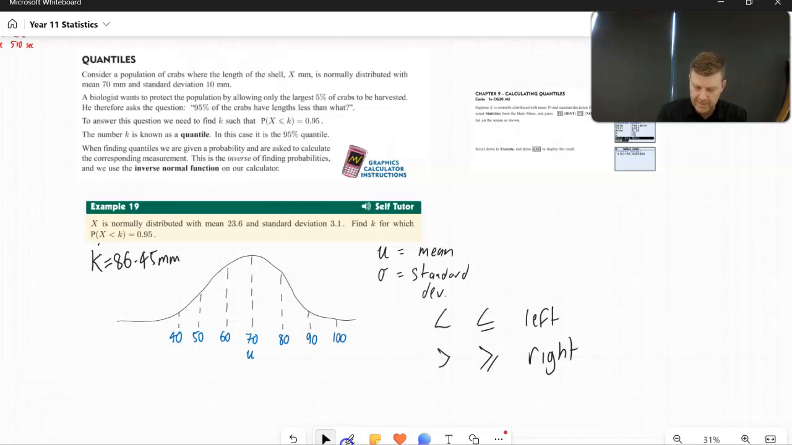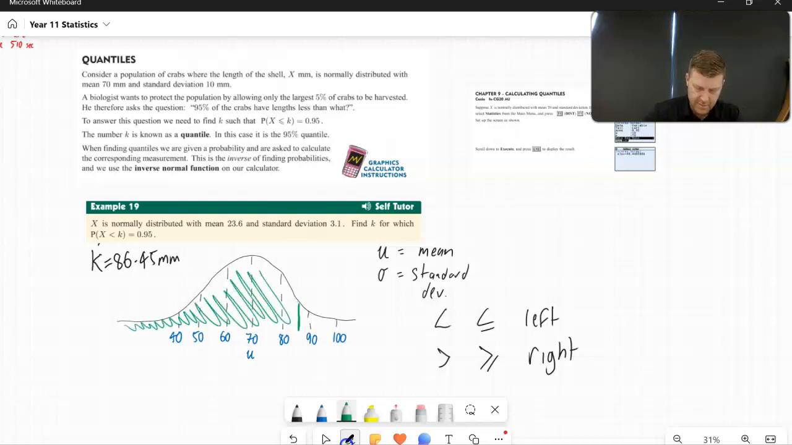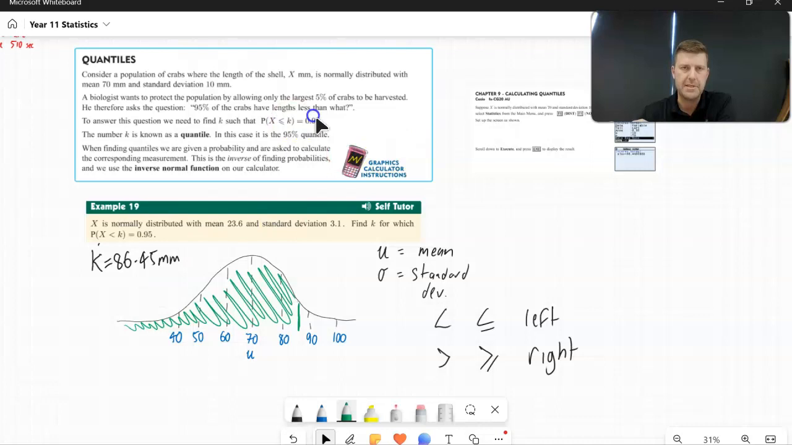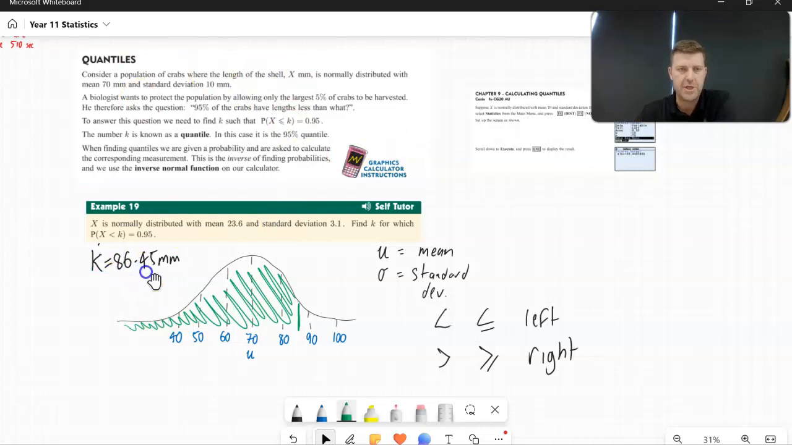So what that means, if I could draw that on my normal distribution curve, is that at 86.45, which I estimate to be about here, 95% of the data is below or equal to that value, all right? So we'll only be harvesting, in this case, crabs that have a shell length greater than 86.45 millimeters.